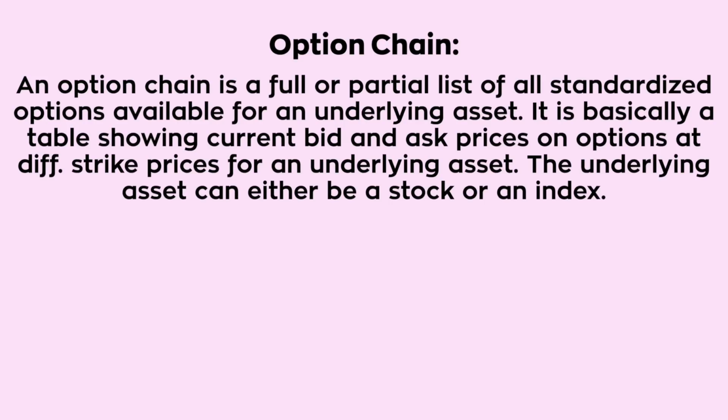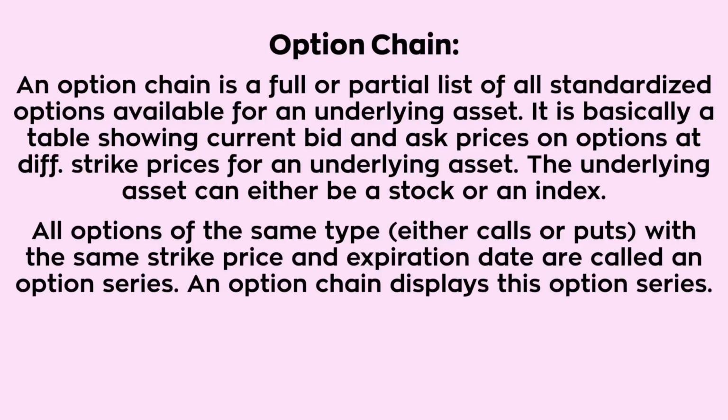An option chain is a full or partial list of all standardized options available for an underlying asset. It is basically a table showing current bid and ask prices on options at different strike prices for an underlying asset. The underlying asset can be either a stock or an index. All options of the same type, either calls or puts, with the same strike price and expiration date, are called an option series. An option chain displays this option series.